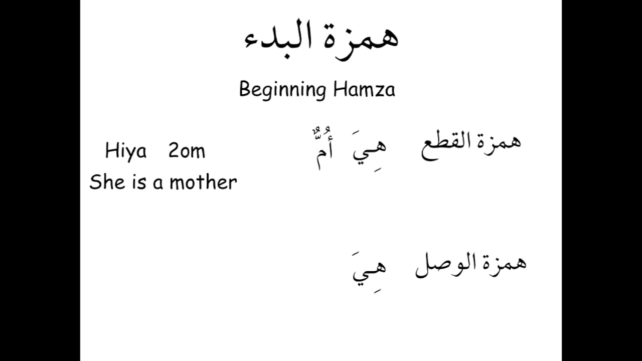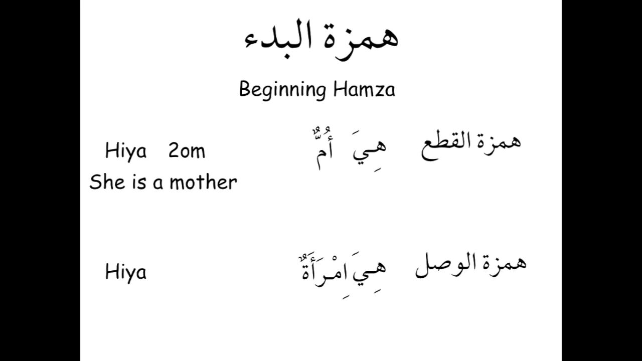Let's say, hiya imra'atun. We want to say that she's a woman. So we added an indefinite article to imra'a by adding the tanween بالضم at the end. Now we'll notice the difference between how we pronounce Hamzat al-Qata' and Hamzat al-Wasl. So hiya, he, yeah. Now Hamzat al-Qata' you always pronounce no matter where it comes in speech.